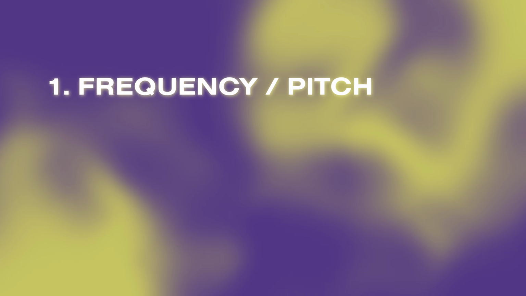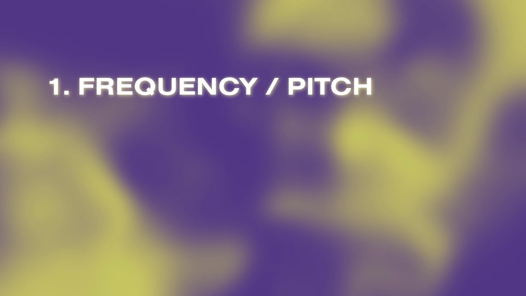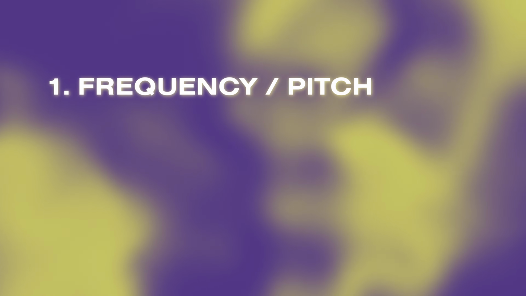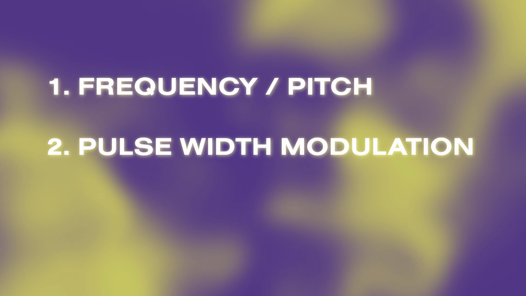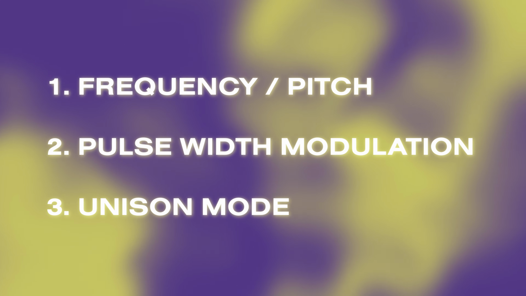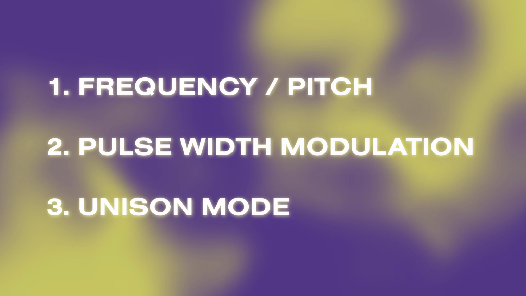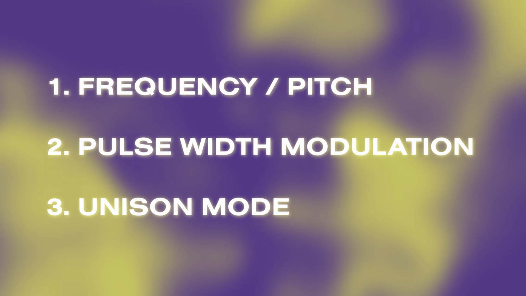To create that old school Hoover-esque Reese sound found in tracks like Unofficial Ghost, there's 3 concepts you have to understand in terms of analog synthesis. The first concept is the frequency or pitch of your oscillator/waveform. The second concept is pulse width modulation. And the third concept is unison mode. The pitch of the waveform is self-explanatory, so let's talk about pulse width modulation.